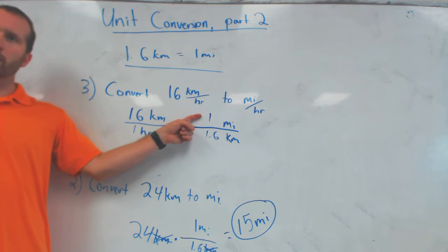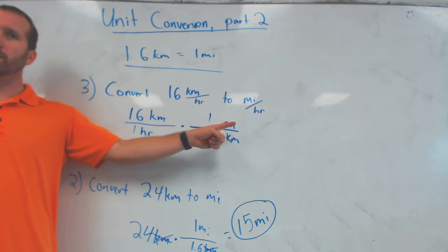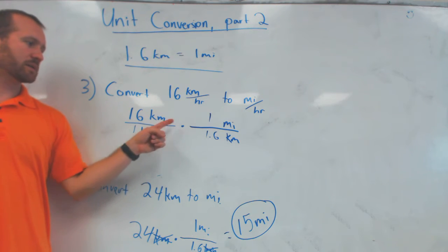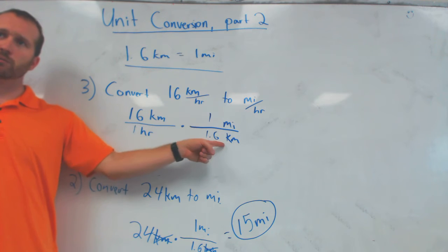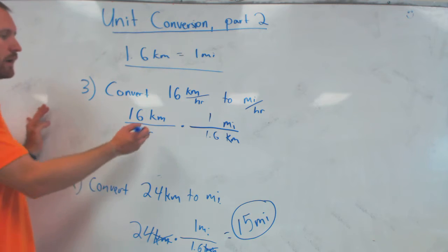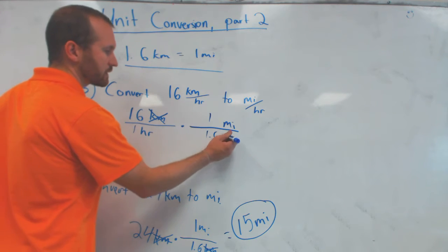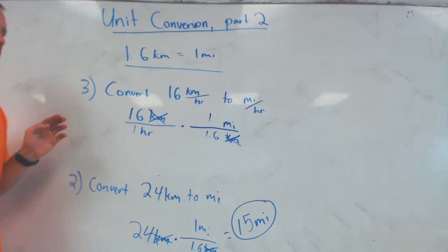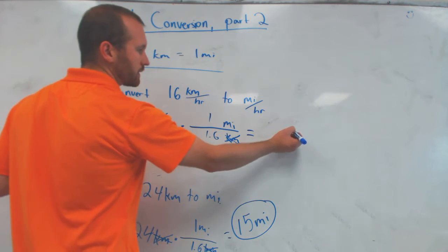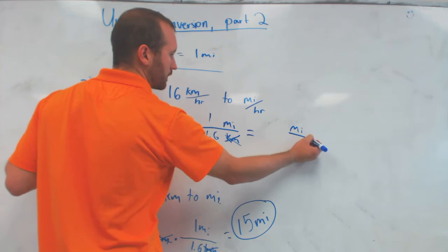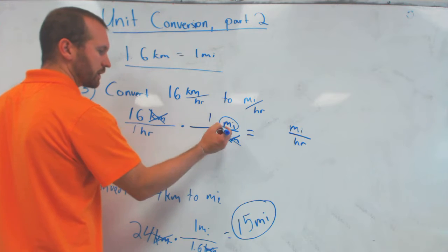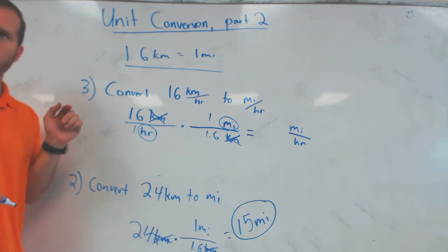So I make the fraction with miles up top because that's what I want to end up with. Kilometers down bottom because that will cancel with the kilometers up top. So now I can cross off kilometers because it's in the top and the bottom. I know that my unit is going to be miles per hour. Miles over hours, because I have miles here and hours here.